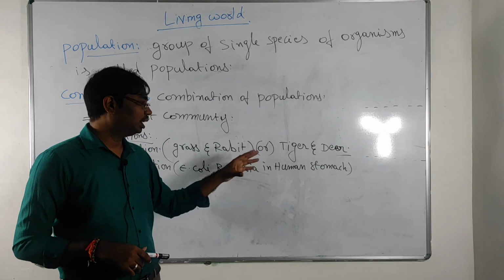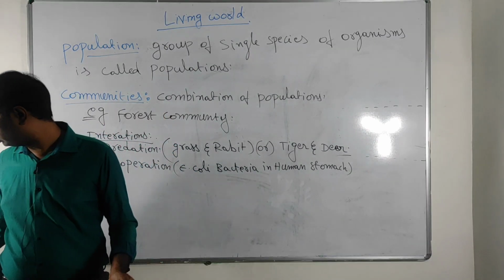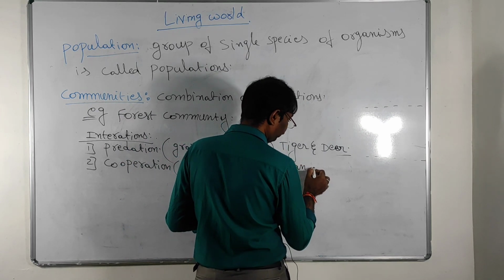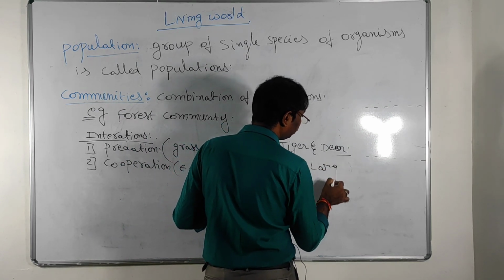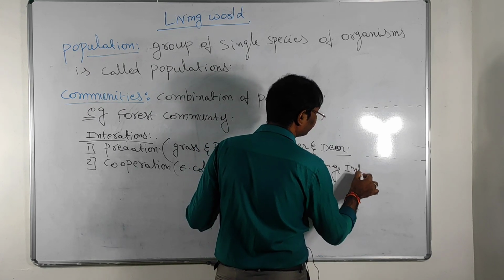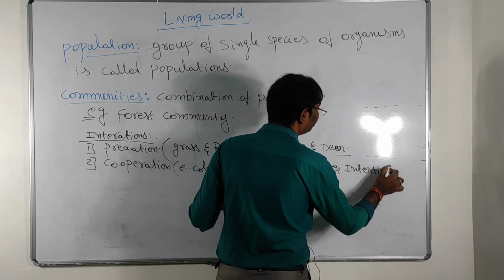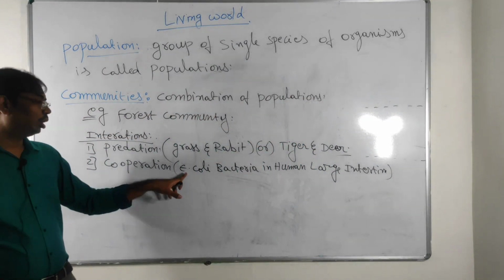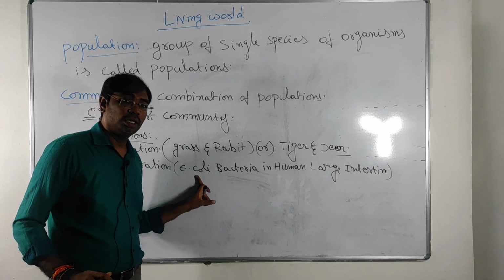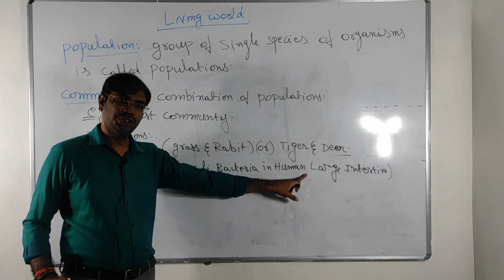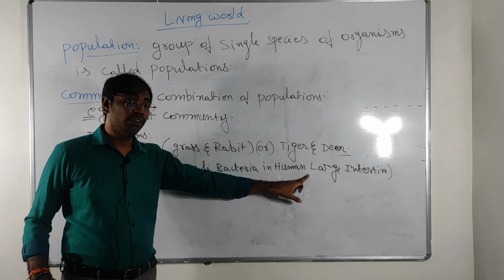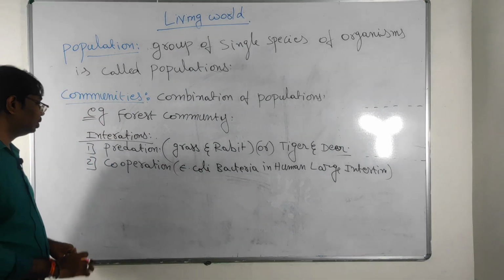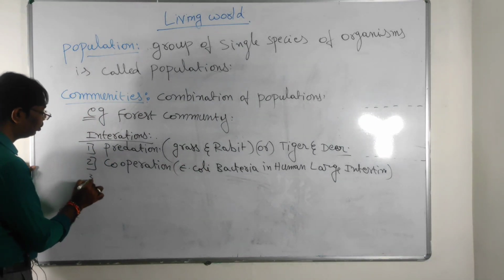More clearly, the human stomach here means the human large intestine. So the human large intestine is an example of cooperation. The E. coli bacteria will provide vitamin B12 to the human large intestine. The human large intestine will provide a food source, water source and shelter to the E. coli bacteria. So this kind of relation is called cooperation.